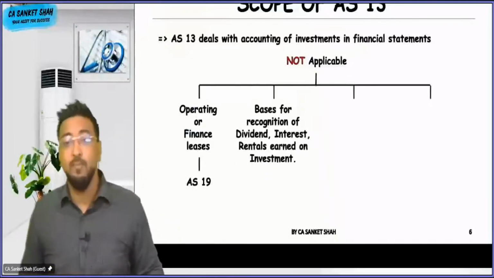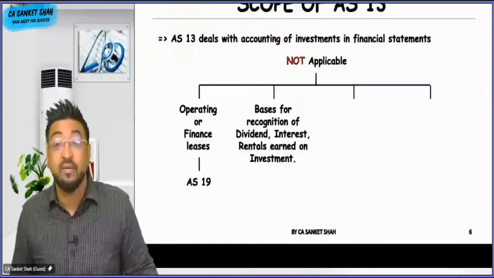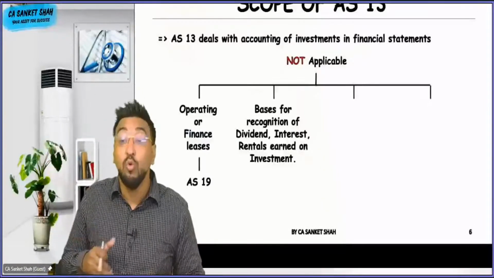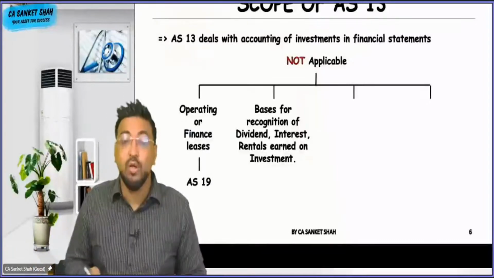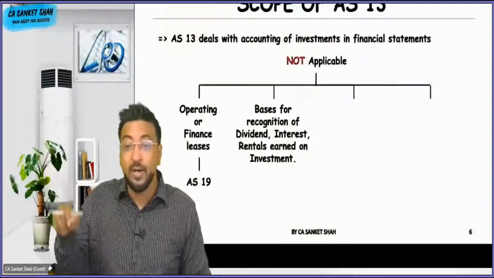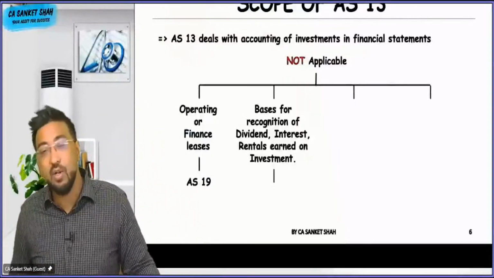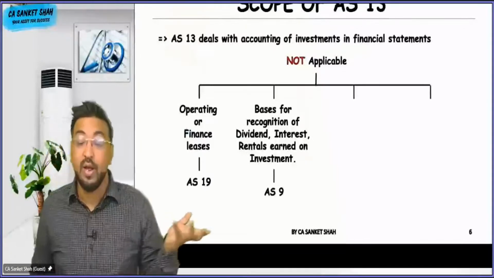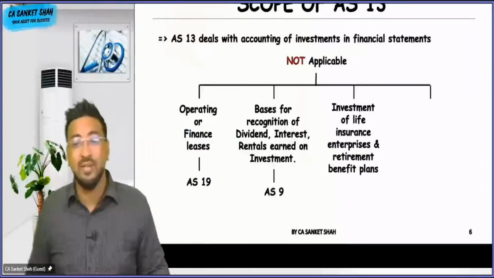Second one, if better it is dividend, interest and rental income earned on investment recognition criteria. So we are not here for how to recognize it. We are going to record income, but when to record, time of recording, recognition is not going to see, because accounting standard 9 will tell you exactly how to record. We will tell you, but when to record, accounting standard 9 will tell you. So investment of life insurance, because it has a separate guidelines.